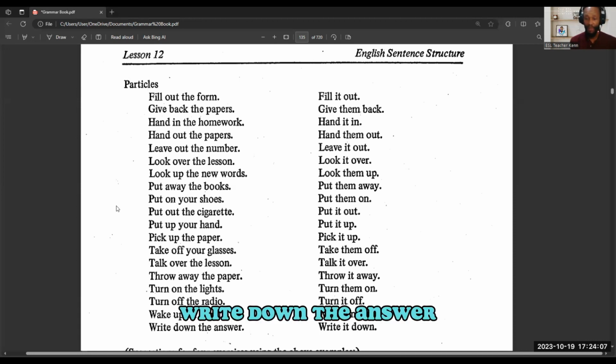Write down the answer. Write it down. Write it down.